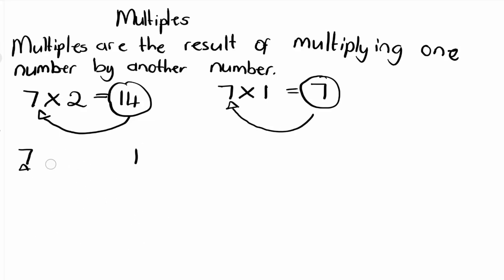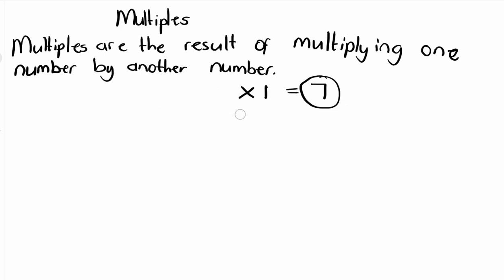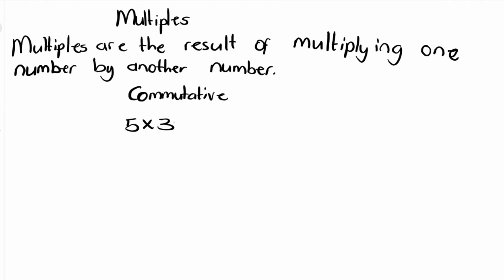Now let's explore this a bit further. Now remember, in multiplication, we have what is known as the commutative property. The commutative property of multiplication. This basically means that 5 multiplied by 3 is equal to 3 multiplied by 5, right? Because 5 times 3 is 15. And 3 times 5 is also 15.